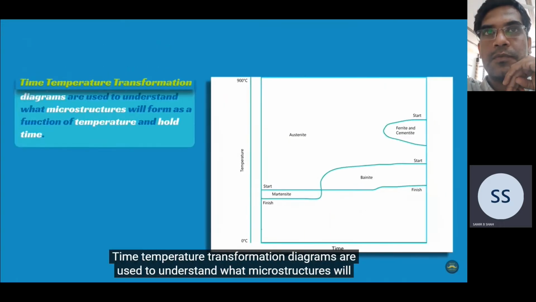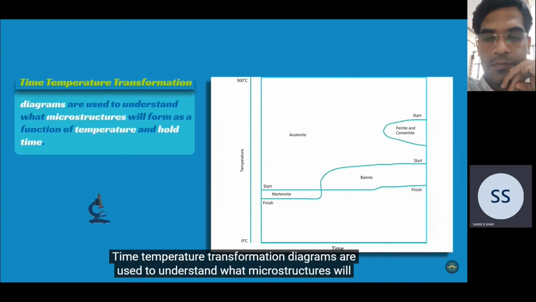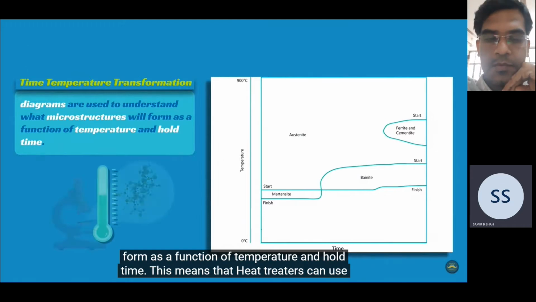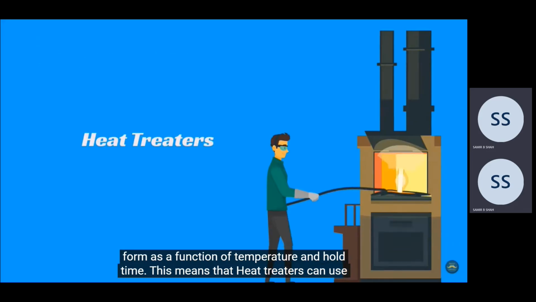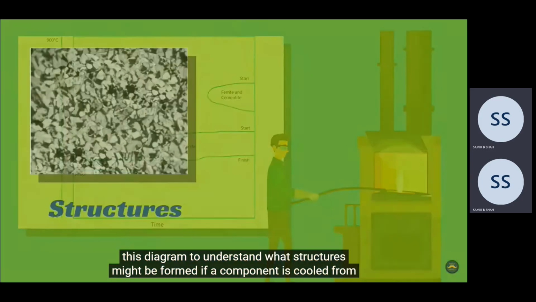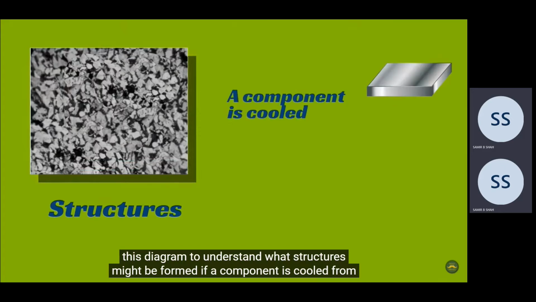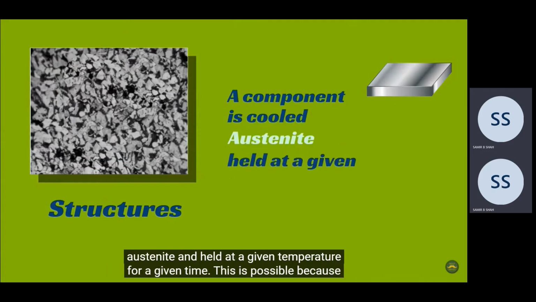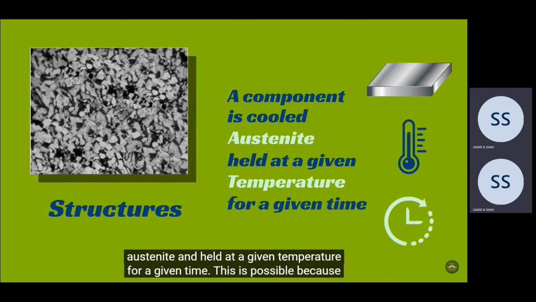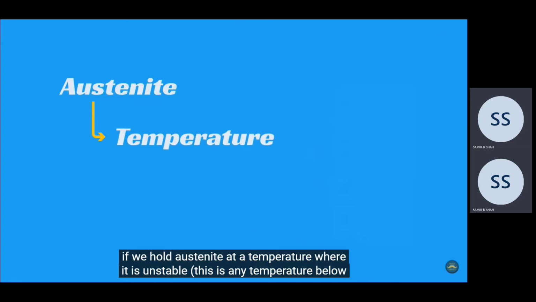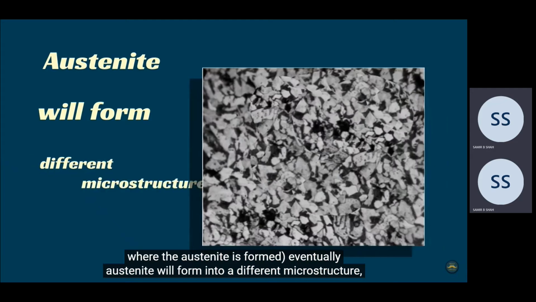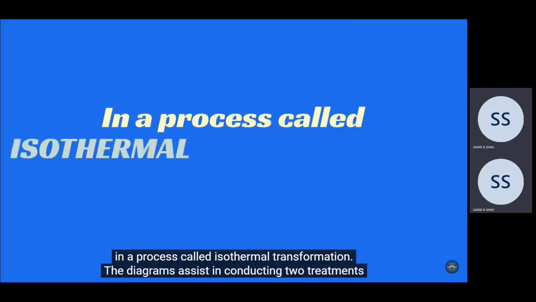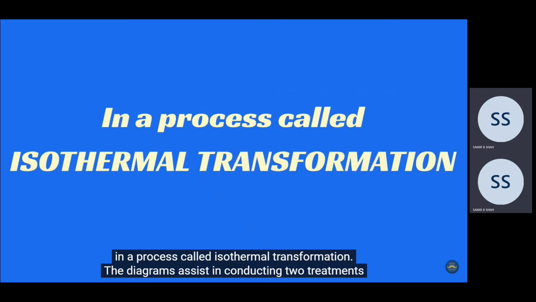Time temperature transformation diagrams are used to understand what microstructures will form as a function of temperature and hold time. This means that heat treaters can use this diagram to understand what structures might be formed if a component is cooled from austenite and held at a given temperature for a given time. This is possible because if we hold austenite at a temperature where it is unstable, eventually austenite will form into a different microstructure, a process called isothermal transformation.